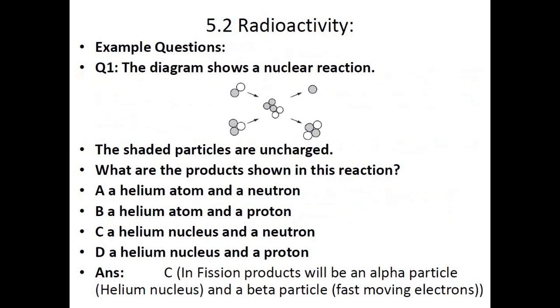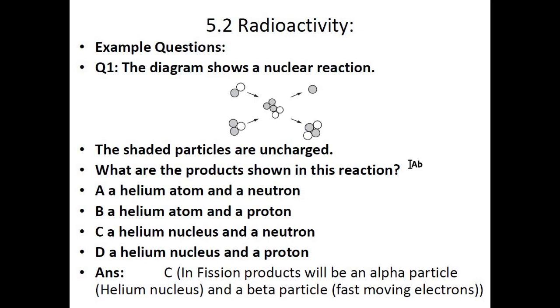Example questions. The diagram shows a nuclear reaction in which the shaded particles are uncharged, that means they are neutrons. What are the products shown in this reaction? A helium atom and a neutron, a helium atom and a proton, a helium nucleus and a neutron, a helium nucleus and a proton. For the correct answer, first of all, you would notice that this is the diagram of a fission reaction, and in a fission reaction we always have a neutron produced as well as a helium nucleus or some other nucleus.